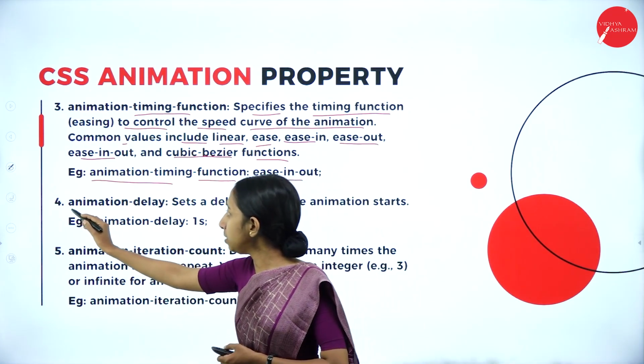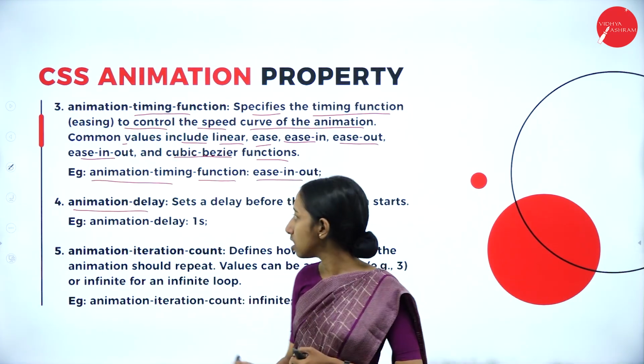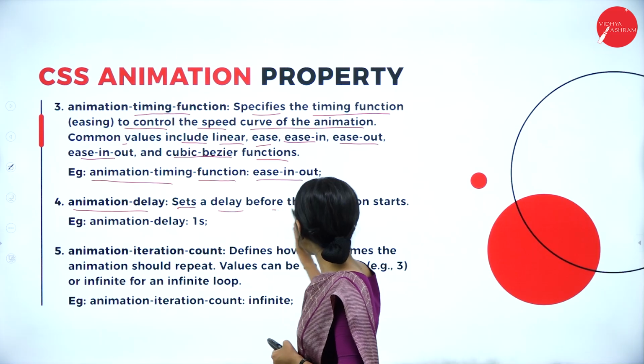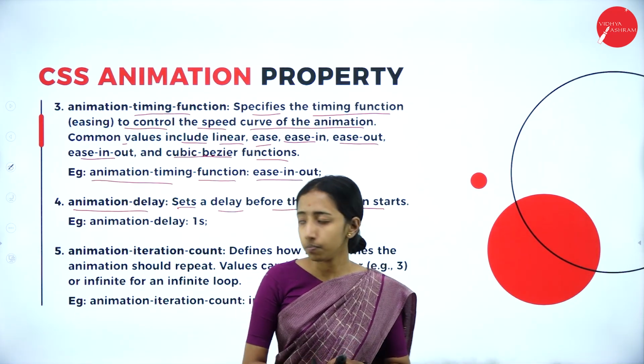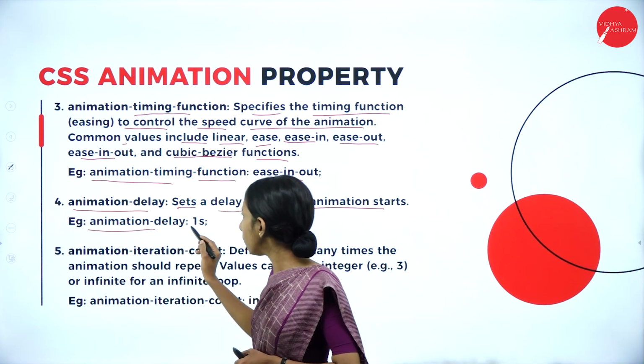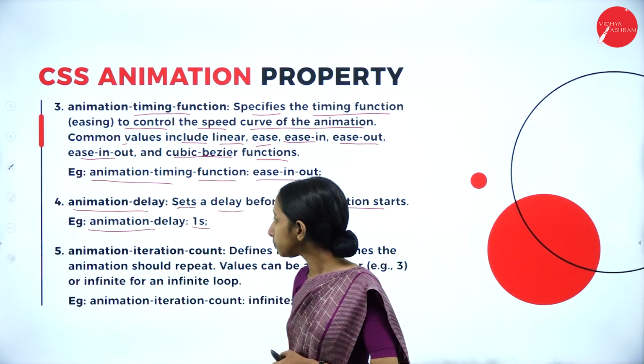The next is animation delay. We can have a delay in our animation. It sets a delay before the animation starts. So before starting we can have a delay. Here animation-delay is 1 second, which delays the start by 1 second.